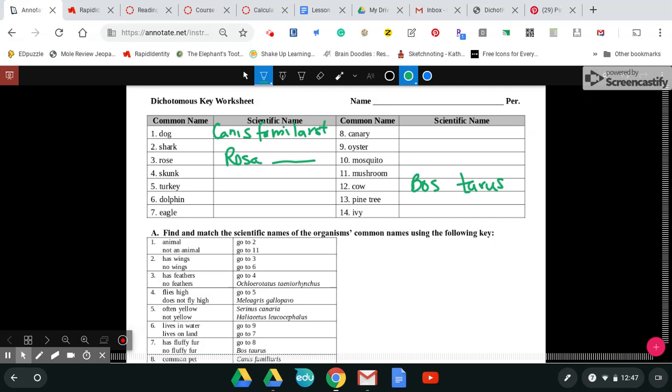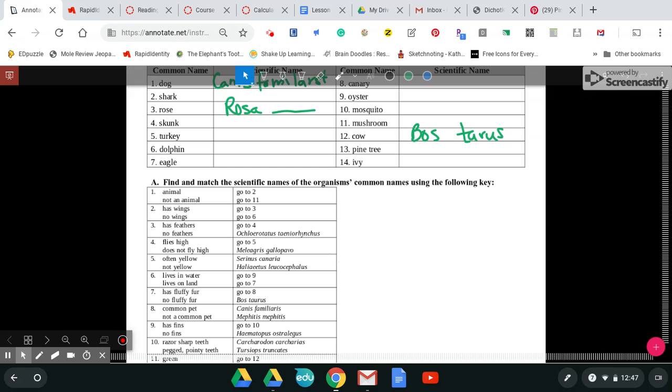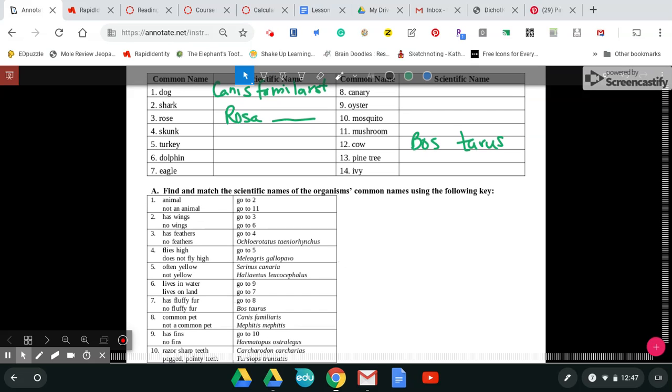Okay, let's do one more. All right, let's do a canary. The canary is an animal, so we go to 2. It has wings, so we go to 3. Does it have feathers? Yes, we go to 4. Does it fly high or not fly high? Canaries normally don't fly extremely high. I'm sorry, it does fly high. So we go to 5, and it's often yellow. Canaries are yellow, and it would be Serinus canaria. Okay, so that's how you do a dichotomous key.